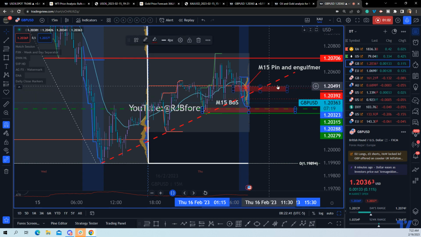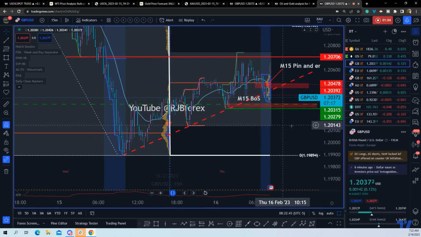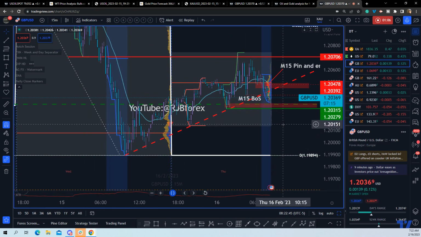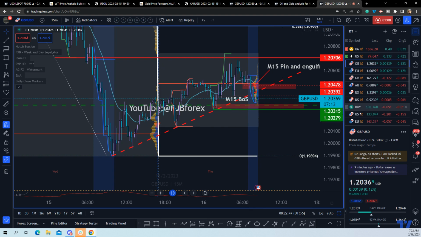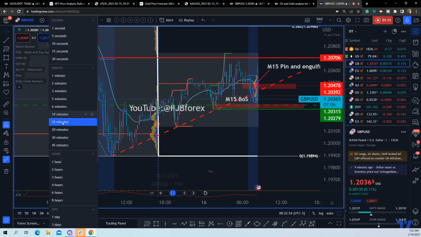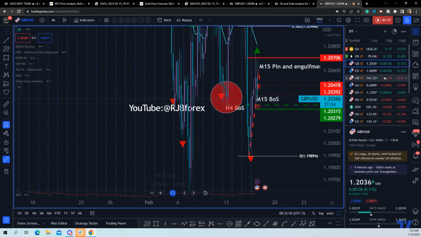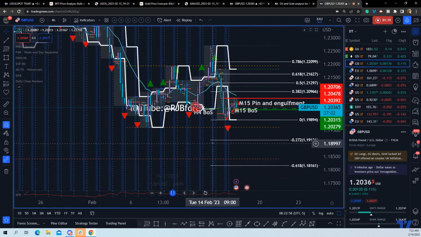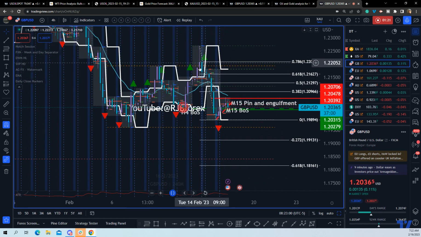Well, we've got resistance in around 50. So the bias is lower, stronger dollar to come up. What can I say? On the 4 hour chart, it's broken structure, as you can see.